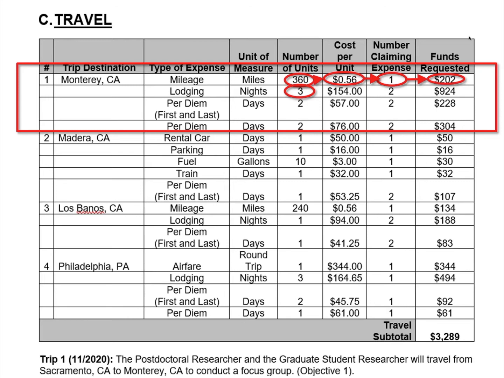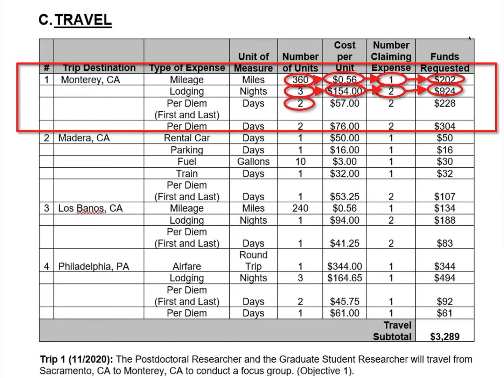The next expense is lodging. The unit of measure is nights, and the number of units requested is 3. The cost per unit of the hotel is $154 per night, which is in accordance with the GSA rate for Monterey in the month of November. 2 people will be traveling, so 2 separate hotel rooms are requested for a lodging total cost of $924.